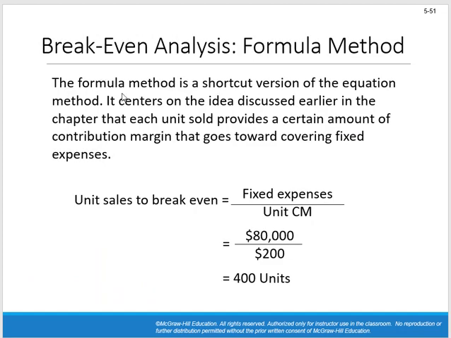How about using their formula method? Here's the formula method. The formula method is a shortcut version of the equation method. It centers on the idea discussed earlier in the chapter. So this is the formula. This is what I've been using all along. We know that fixed divided by CM equals our break even. So 80,000 divided by 200 equals 400. I'm pretty sure we learned that back on slide 6, and here we are on slide 52, but we're still right, 400 units, so good enough.